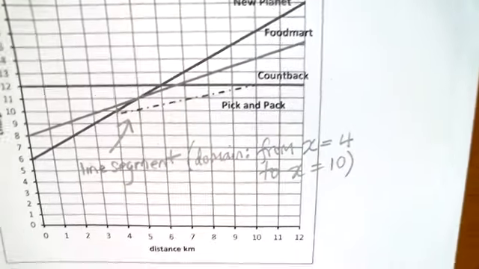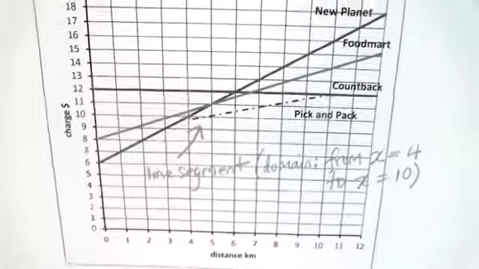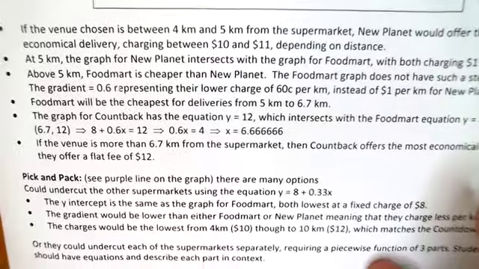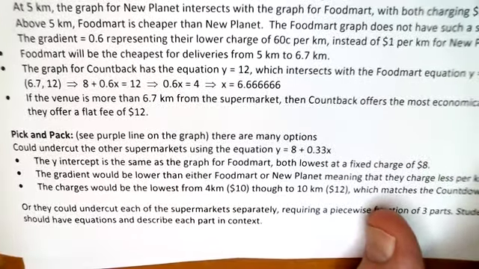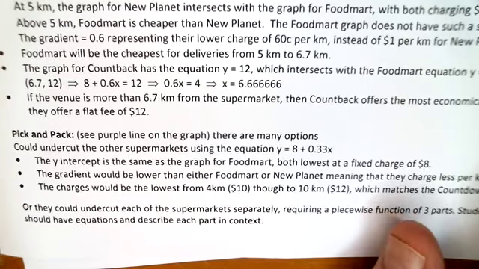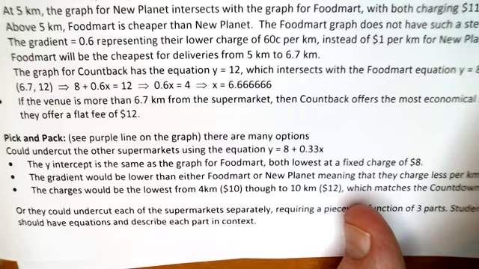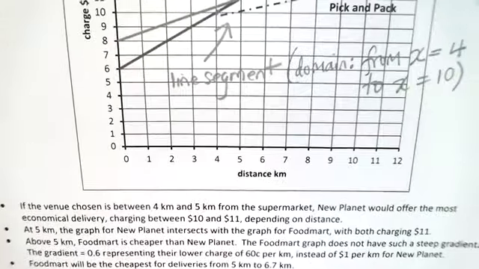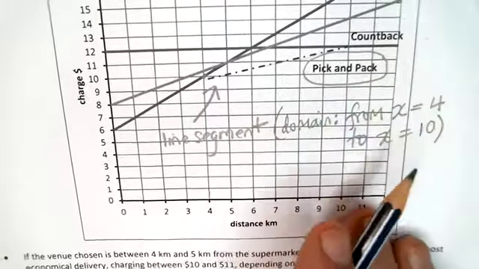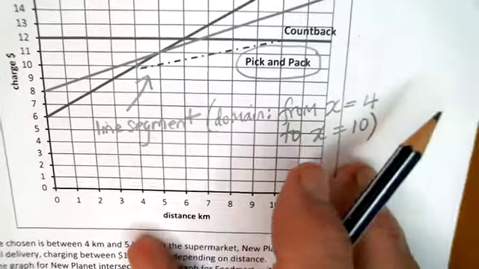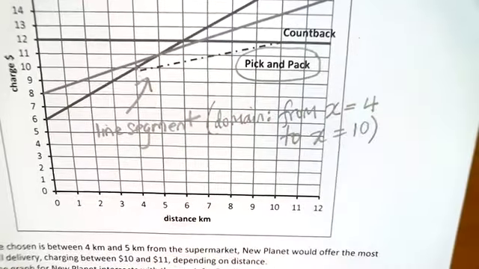That is the line that if you were going to use, what do they call it here? I'm trying to look for it. The undercut. If you're going to undercut the prices, and you were going to use, what's the name of that? I can't see it. Sorry, there was a name of another. Oh, here it is. It's on here. Pick and mix. Pick and mix line segment is actually going from 4 to 10.